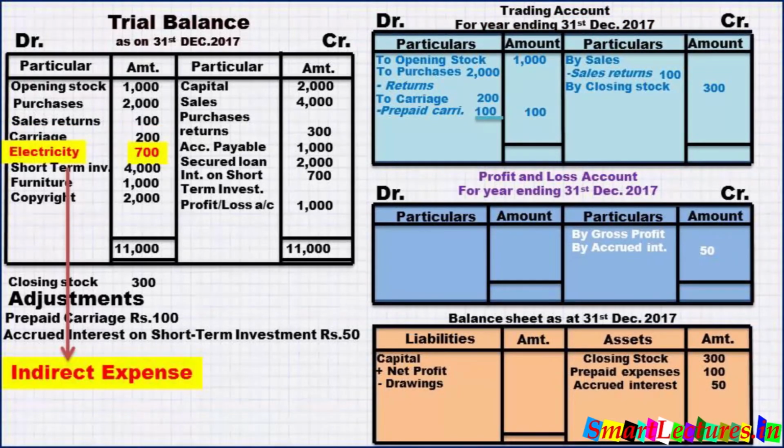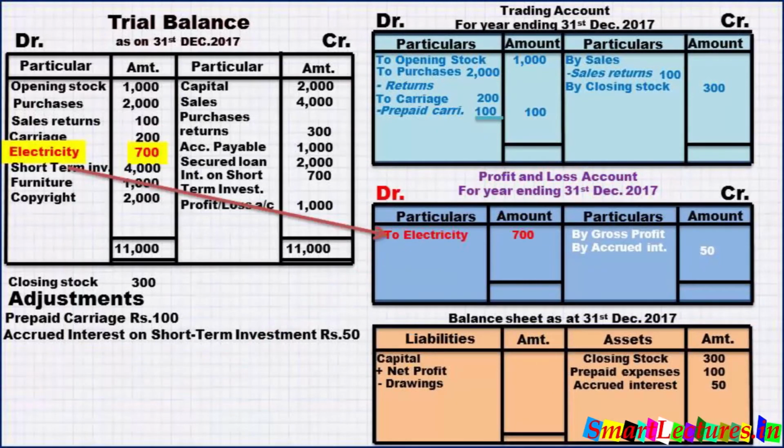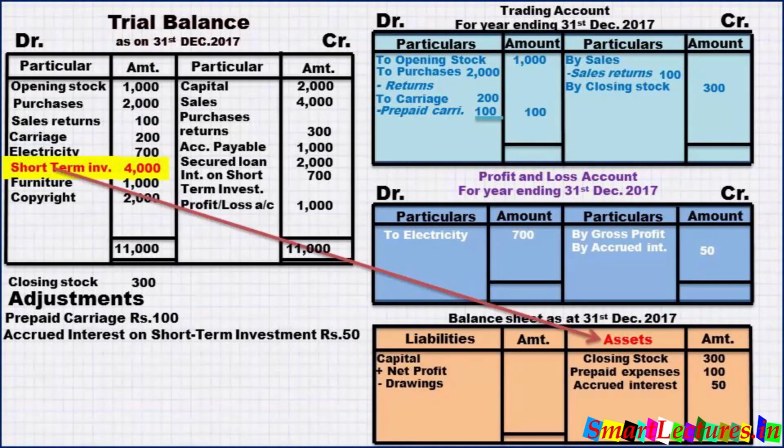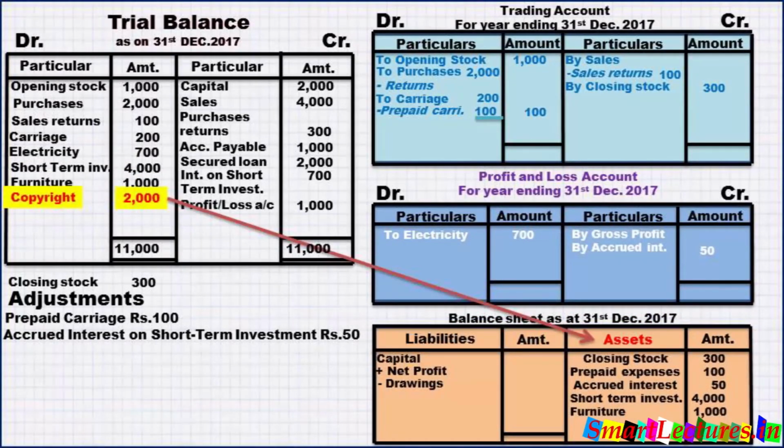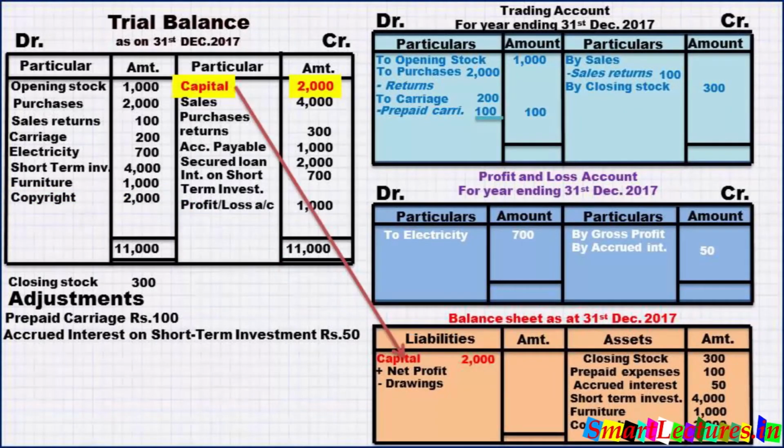Then electricity, an indirect expense, 700, to the debit side of the profit and loss account. Short term investment, this is an asset, it will be taken to the asset side of the balance sheet, 4000. Furniture 1000, it will be taken to the debit side of the balance sheet, it is an asset. Copyrights 2000, it will be taken to the debit side of the balance sheet, which means the asset side. Then capital, it will be taken to the inner column of the balance sheet. Then sales on the credit side of the trading account, and 4000 minus 100, that will be 3900 in the outer column.